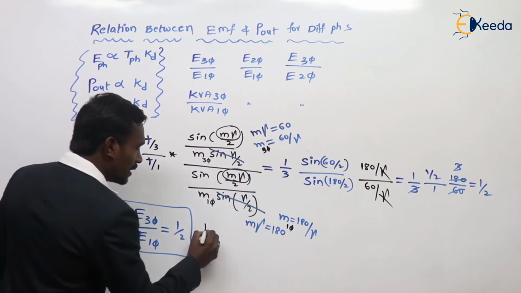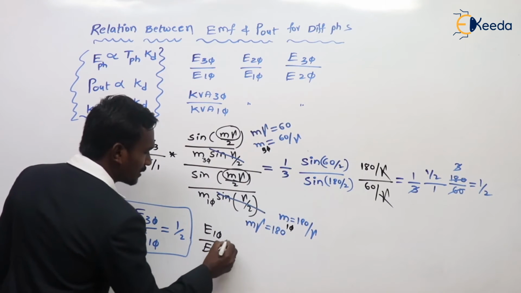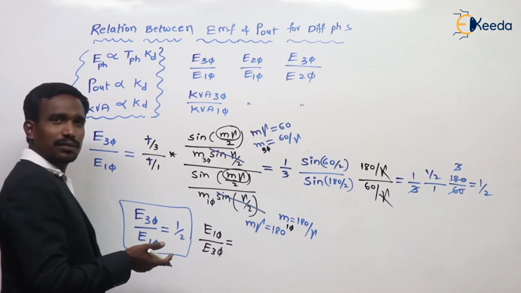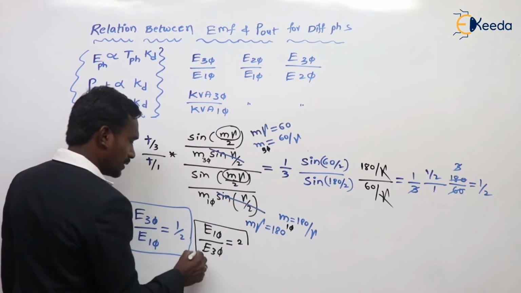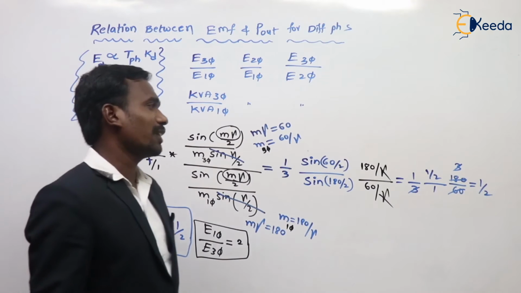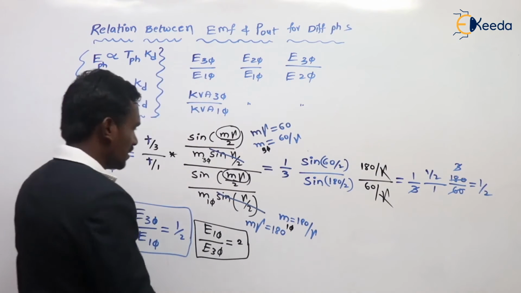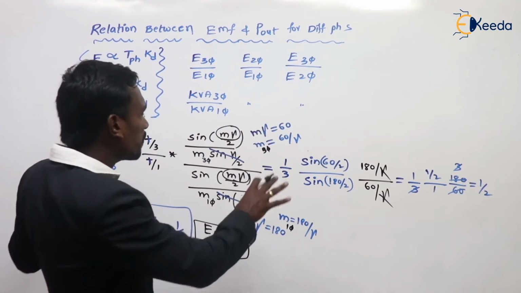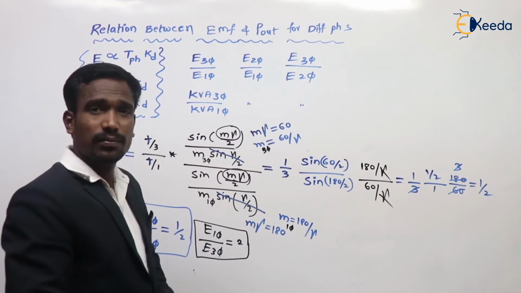In reverse, the EMF for single phase to the EMF for three phase is equal to 2. Yes or no? EMF in single phase to the EMF in three phase is equal to 2. Like this, they may ask you questions. This is generally the actual procedure of how to do it.